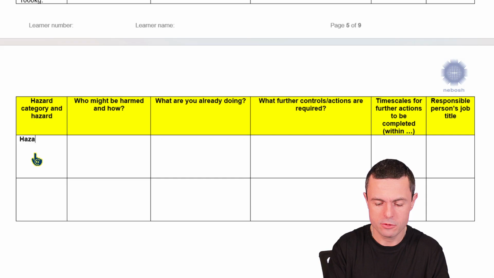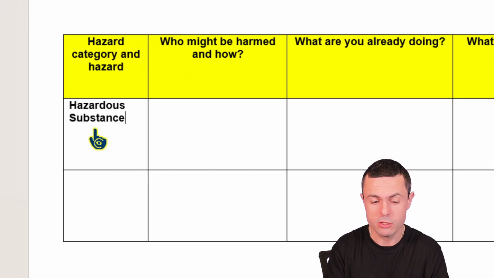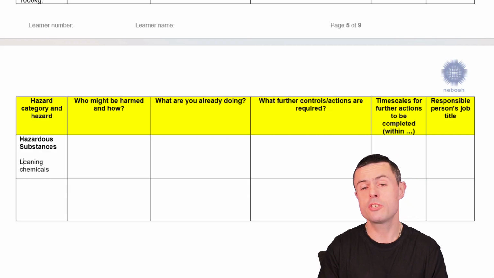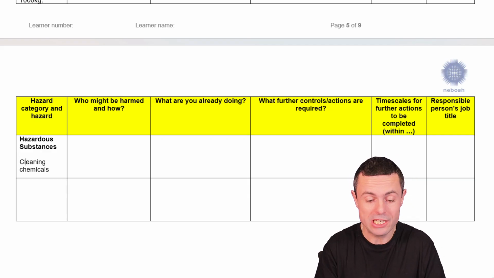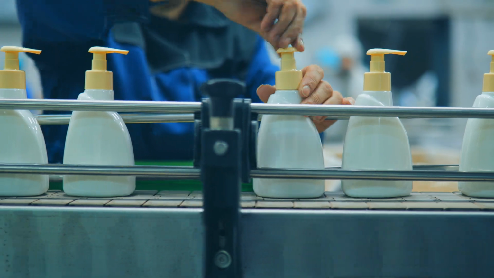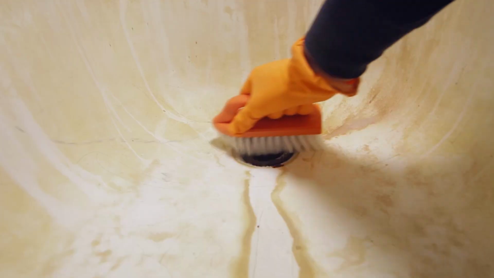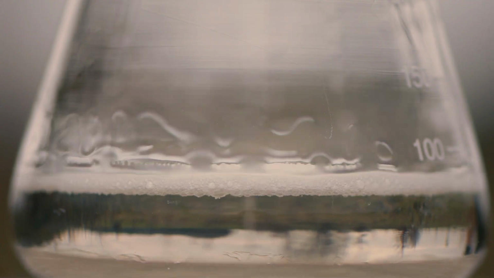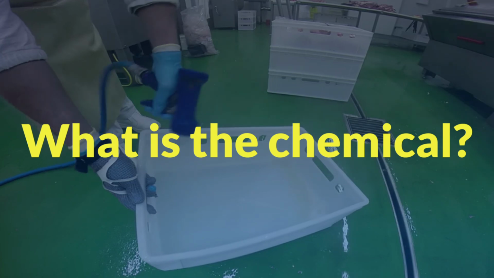Anyway, how might we phrase this? Well, let's write an example, shall we? So hazardous substances. We need to say what the substance is. You can't just say something like cleaning chemicals. Cleaning chemicals is a bit vague because a cleaning chemical could be soap, it could be washing up liquid, it could be bleach, it could be an acid, it could be an alcoholic solvent, or it could just be water. Water is used for cleaning and it's a chemical. So what is the chemical? That's what we need to get across.